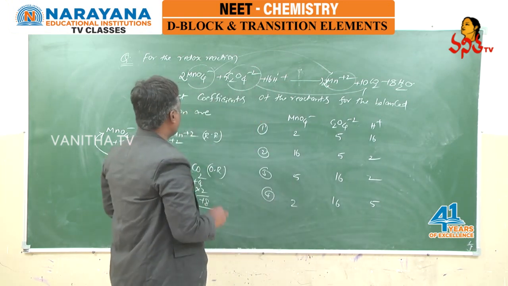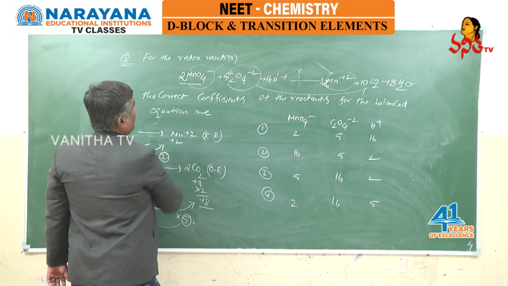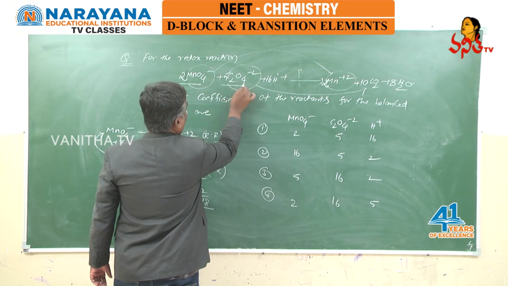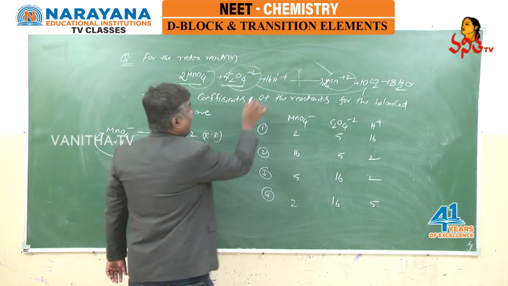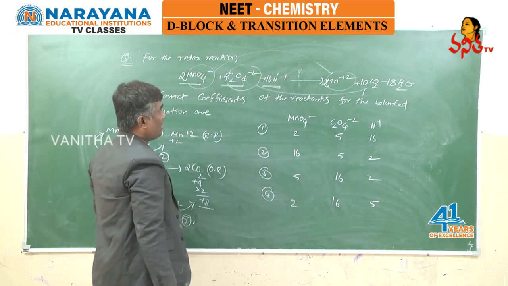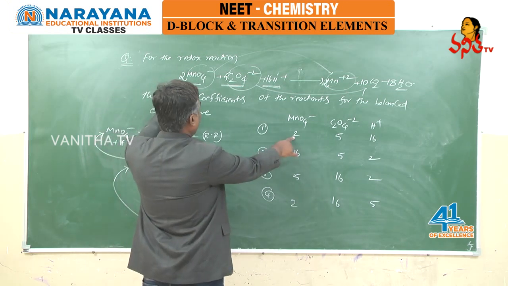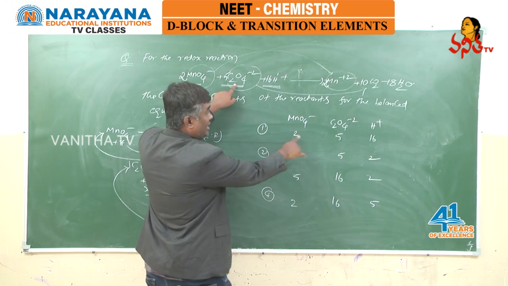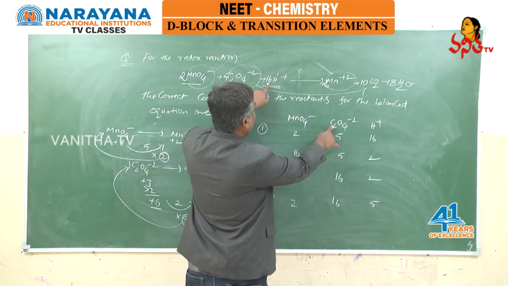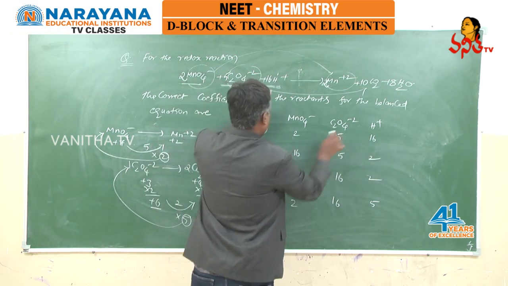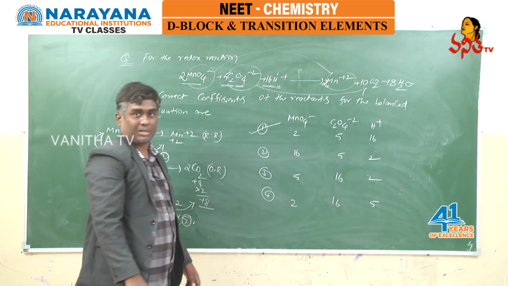It is entirely balanced. So here 2 moles of MnO4 minus reacts with 5 moles of oxalate ion in presence of 16 moles of H plus ion. So 2 moles of MnO4 minus, and 5 moles of oxalate, 16 moles of H plus. So the answer is first option.